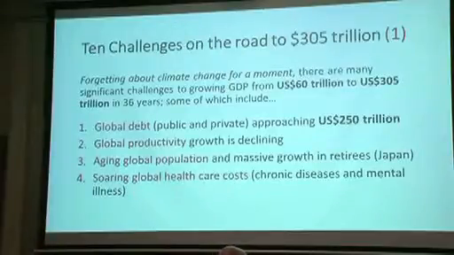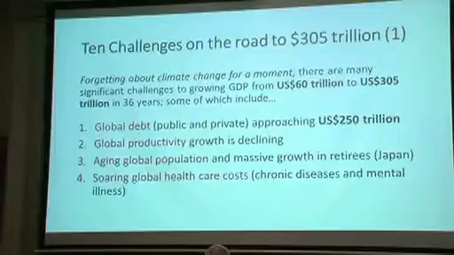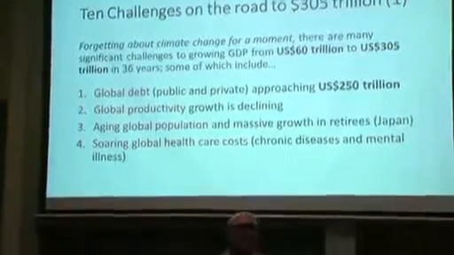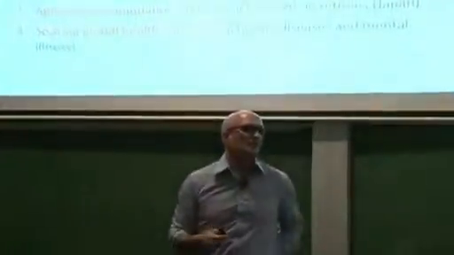So if you're the global growth guru and your job is to take us from 60 to 305, here's your first problem. You've got 250 trillion in debt that has to be paid back, right? That's 4 years at today's level, right? So part of that has to, if you will, go backwards.